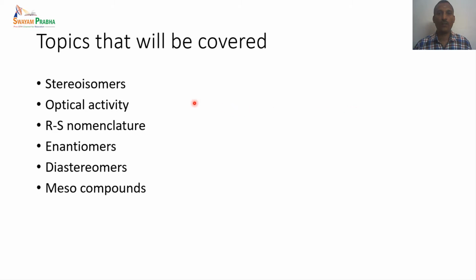The topics that will be covered in this session include details of what stereoisomers are, what optical activity is, and we will also be studying RS nomenclature. We will be studying elaborately what enantiomers, diastereomers, and meso compounds are.